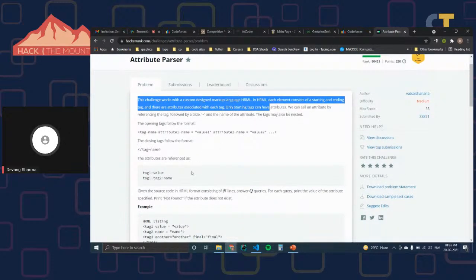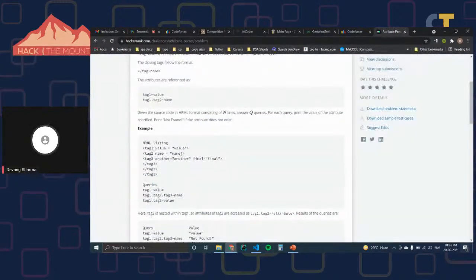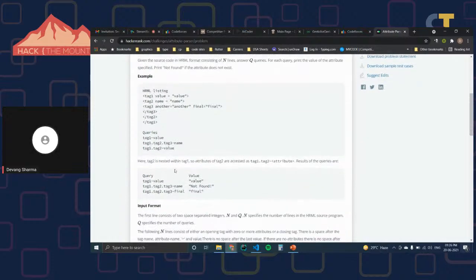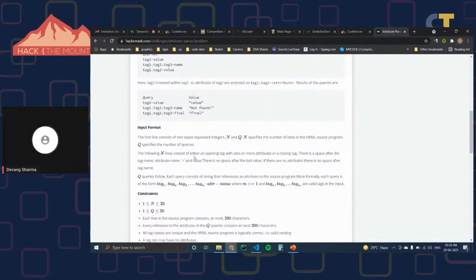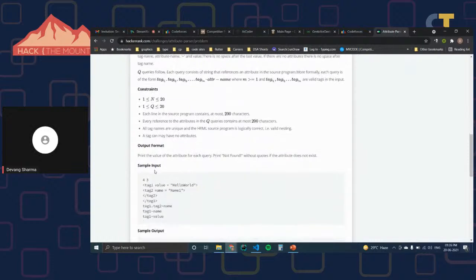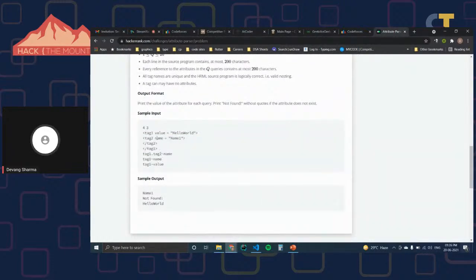You just have to read the question and see the example input, how to write and how to give the output. So there is an input format and there is an output format. This is the input format, how the input will be given and how the output will be given. They also give you a sample input and output, like this is the sample input and this is the sample output.